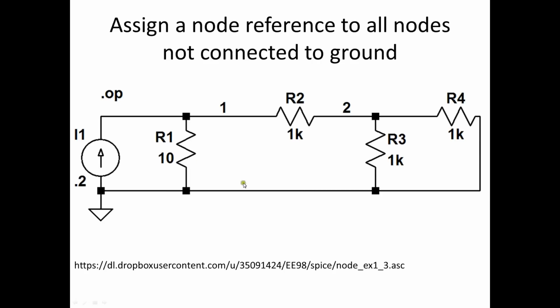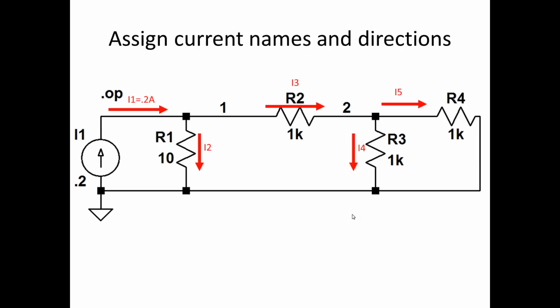So now we source transformed our circuit. We assign a node reference to all nodes not connected to ground. I will call that node 1. I will call that node 2. And this circuit too can be found just by pasting that link into your LTSpice open file browser.